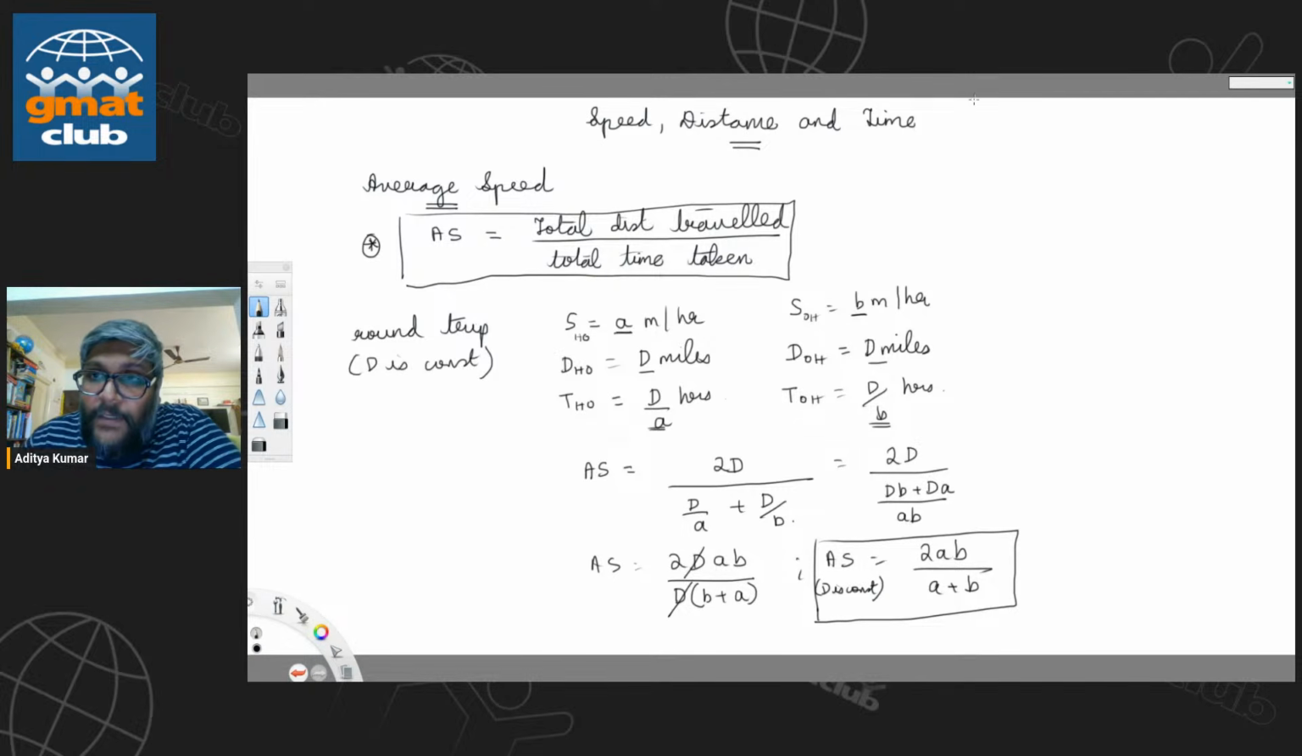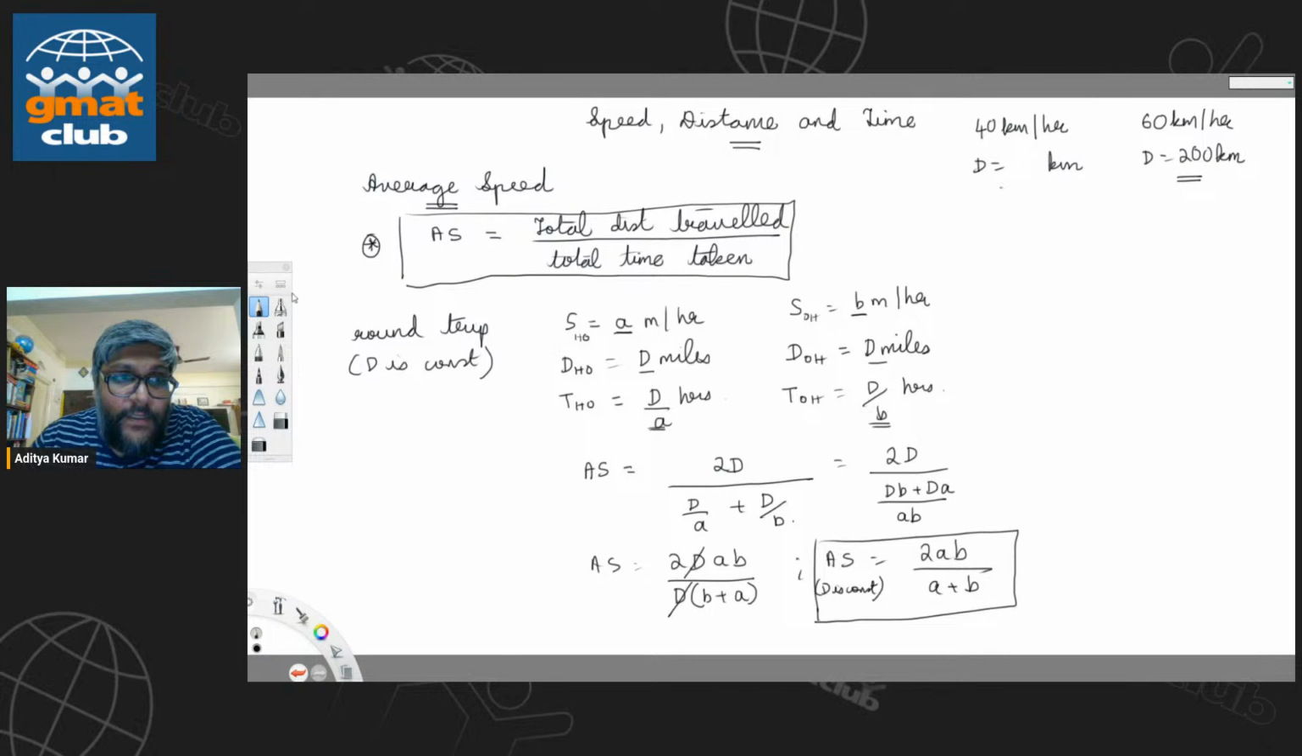For example, if somebody tells me that I am traveling at, say, 40 kilometers per hour, and I travel a distance of 200 kilometers, and then I travel at a speed of, let's say, 60 kilometers per hour, and I travel the same distance of 200 kilometers. As soon as I see that my distances are the same, or they mention somewhere, you are traveling for X kilometers at 40 kilometers per hour, and you're traveling the same distance. They don't need to give you a value specifically. You're traveling the same distance at 60 kilometers per hour.